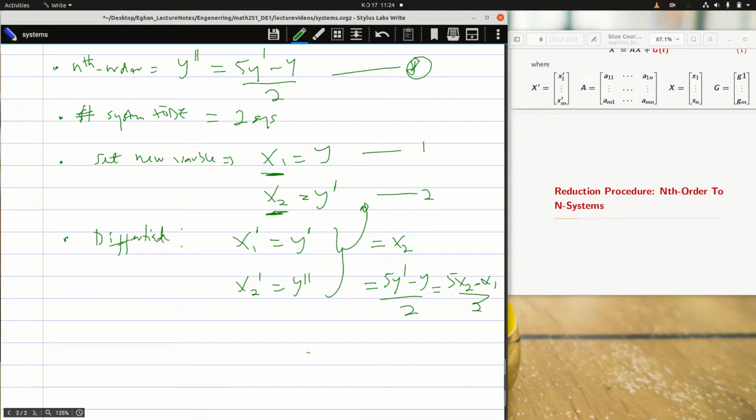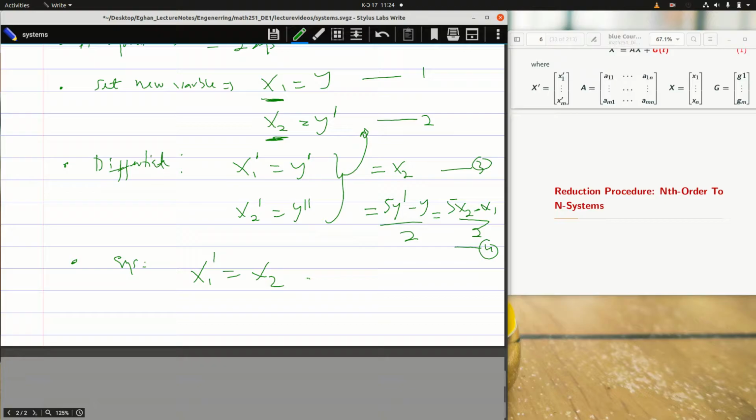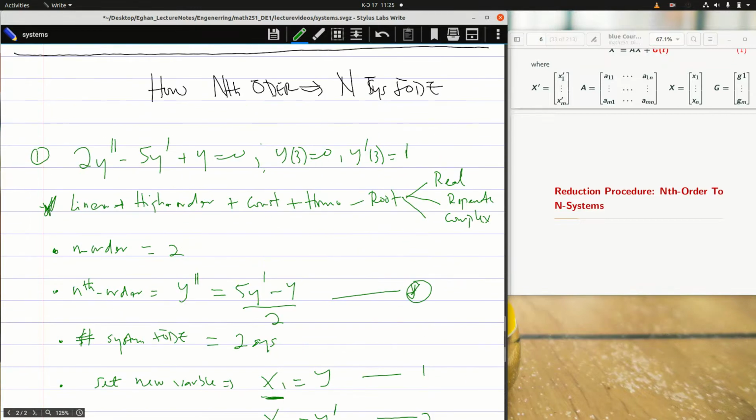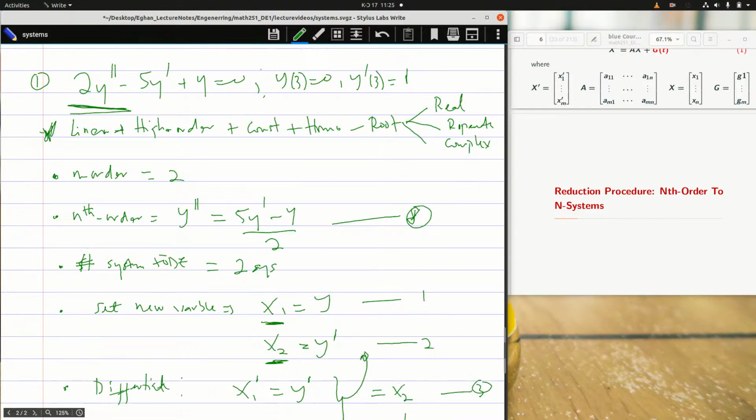So you realize that the system now is x1 prime is equal to x2. So I'll have this as equation 3 and then equation 4. From equation 3 and 4, I can rewrite it as x2 prime giving me 5x2 minus x1 all over 2. This is my 2 systems of first order differential equations. You know why it is first order? The highest order here is 1. So from second order, as this, we've reduced it to 2 first orders as a system.